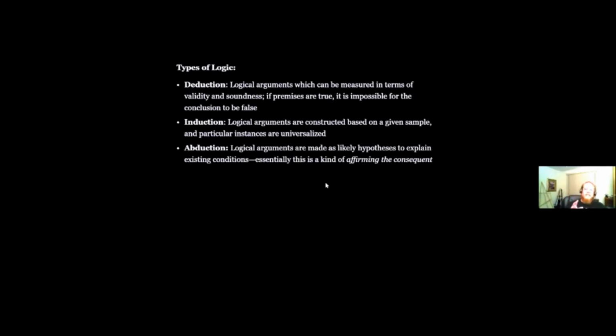Deduction is based on validity and soundness. If the premises are true, it's impossible for the conclusion to be false. Induction is where it's based on samples, and then those samples are universalized or generalized. We take a couple of instances. We say, okay, this happened a couple of times, so we can say probably this is going to happen. It could be wrong. In fact, it's a specific deductive fallacy when we do that.